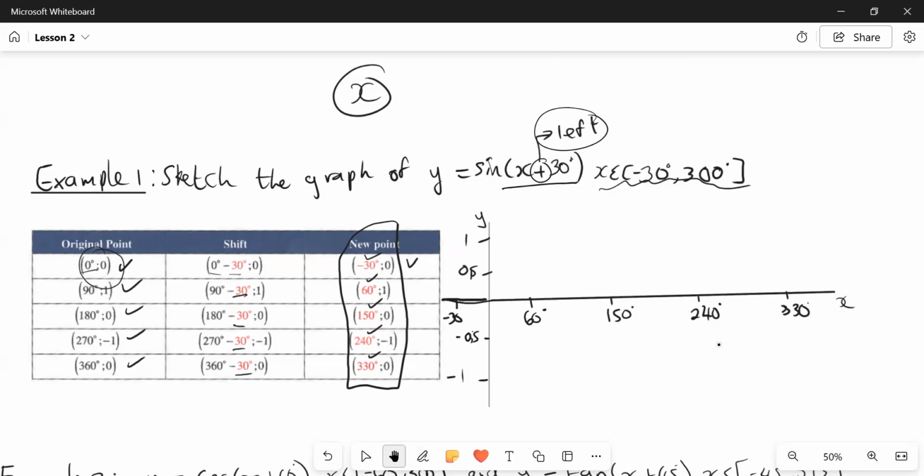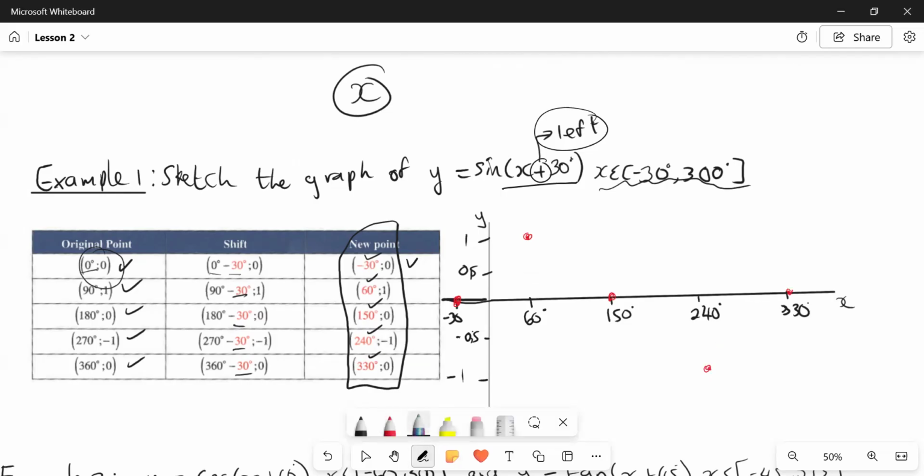We are following the new points, right? So our first point there is at negative 30 and, sorry, negative 30 and 0. So we have a point there. The next one, 60 is to 1, somewhere there. And then 150 is to 0. 240 is to negative 1. And then 330 is to 0.